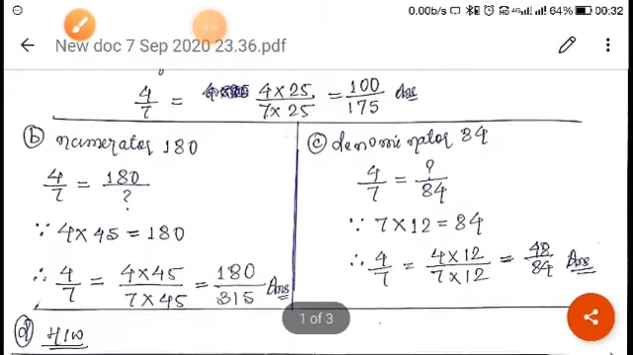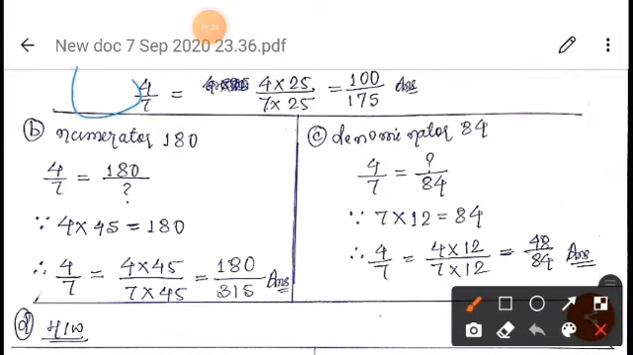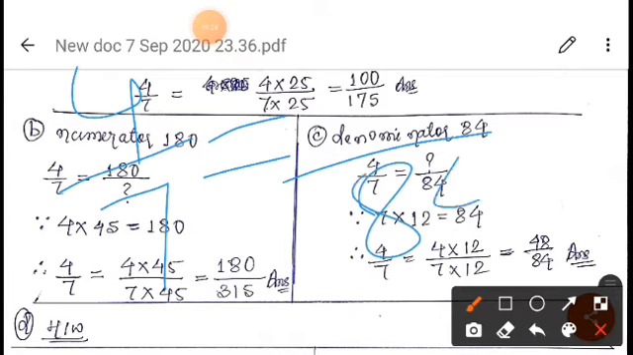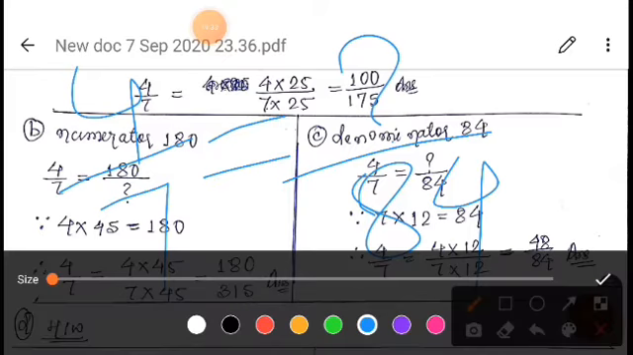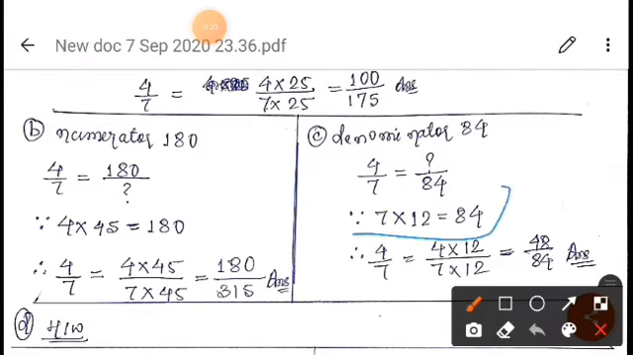Now we will do the one for the denominator, number C. As you can see, it has been asked to find the equivalent fraction of 4 by 7 having denominator 84. So we write 4 by 7 and the denominator should be 84. We have to find the numerator. As we know, 12 into 7 is 84, right?